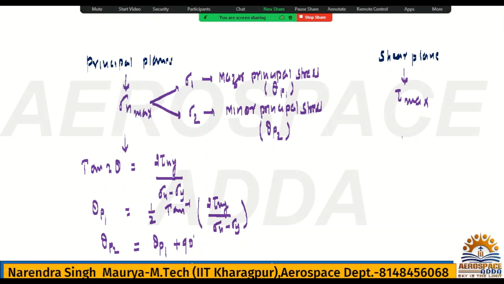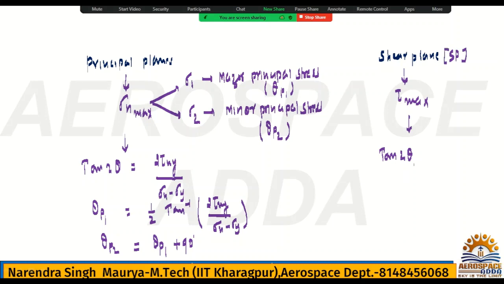So two planes you will have. For the shear plane also 2 planes you will have, and both planes are at perpendicular angle. Now we'll find the orientation for this. Like previously, we had seen the shear plane orientation, and we had calculated it. This is called shear plane.